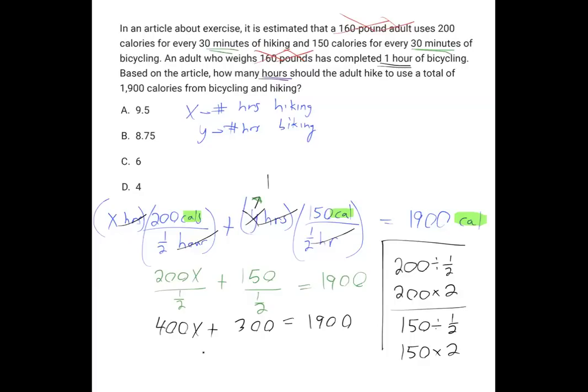Take away 300 from both sides and we'll have 400x equals 1,600 and divide by 400 on both sides and we'll have x equals 4. And that's what we're being asked for. We're being asked for the number of hours hiking, which is x, and we found out that that's 4.